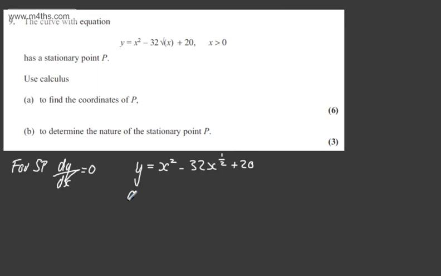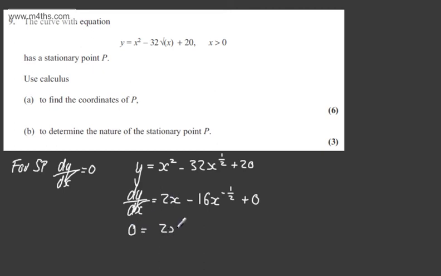So dy by dx, differentiating both sides of the equation with respect to x, will be equal now to the derivative of x squared, which is 2x. The derivative of minus 32x to the 1/2, we multiply down by the power and drop the power by 1. So we'll have minus 16x to the power of minus 1/2, and then when we differentiate a constant, we get 0.